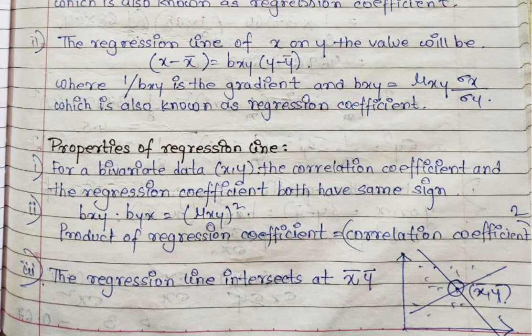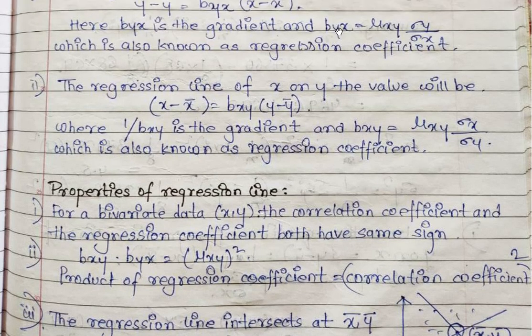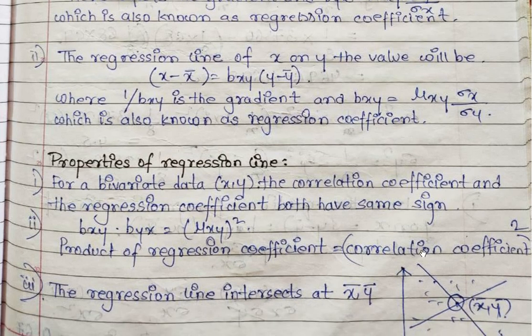The next important thing is that if you take the product of bxy and byx, then sigma x and sigma y will cancel out and we will be left with rxy whole square. So from here we have another formula: the product of the regression coefficients equals the correlation coefficient whole square.